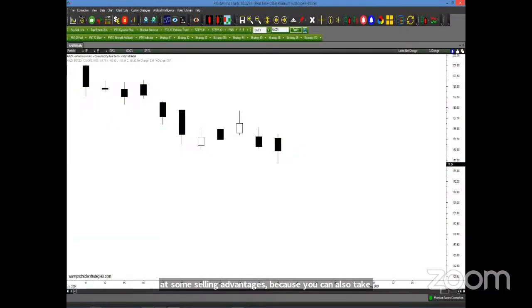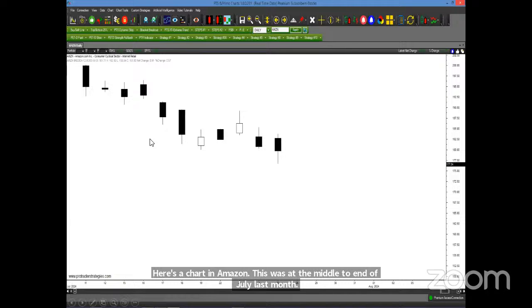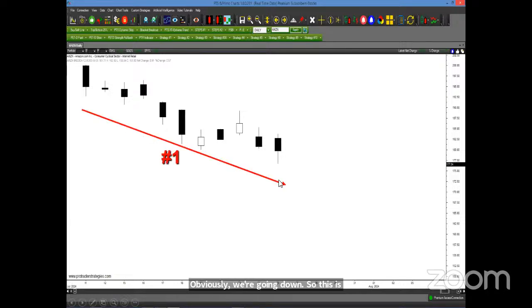All right, here's a chart in Amazon. This was at the middle to end of July last month. Obviously, we're going down, so this is a downtrend. This would be identified as phase 1. Now we have a little bounce here. This is where a lot of people would say, well, Steve, the downtrend is over. Maybe I should buy this. The market looks good. But according to strategy number 9, this is just phase 2. This is a selling opportunity.